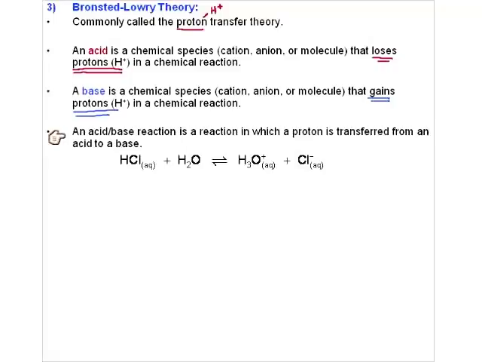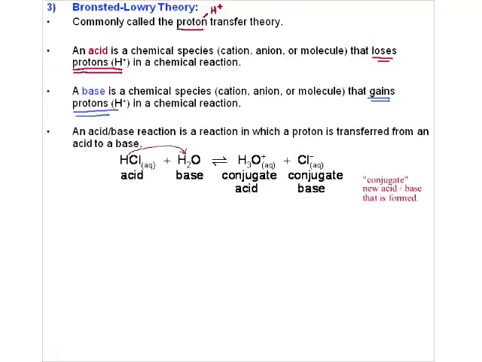So what these guys are saying is, let's look at this particular reaction that we have written here, hydrochloric acid and water. If the hydrochloric acid is acting as an acid, it's going to donate its hydrogen to the water. The water is accepting the hydrogen, so it's going to act as a base. So what we end up with on the other side is the H3O+, because the water gained that hydrogen, and we get Cl-.